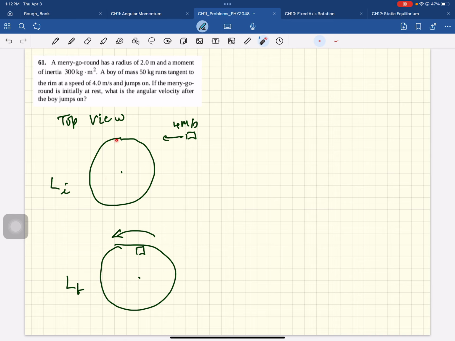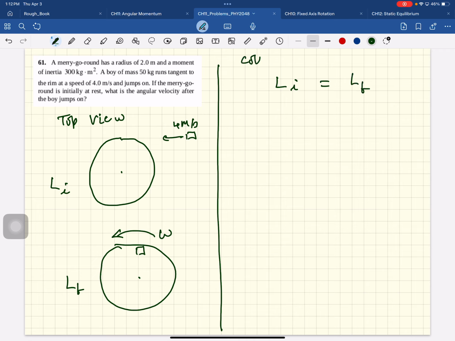The angular momentum of this guy is his momentum times the moment arm. And then the angular momentum after, now that this guy is rotating, is the moment of inertia of the merry-go-round plus the moment of inertia of the boy, times omega. So we have to calculate all of that. This is a collision, and in this collision, angular momentum will be conserved.